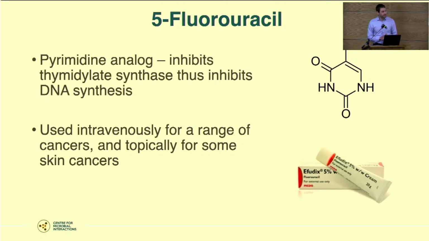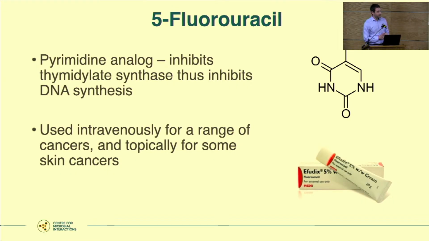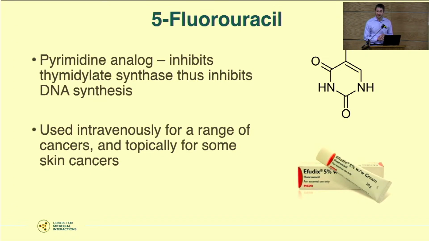And the drug I'm going to talk to you about today is 5-fluorouracil, a chemotherapy drug. It's a pyrimidine analog inhibiting DNA synthesis. That's its mechanism of action. And it's used intravenously for some cancers, but also topically, particularly for skin cancers. And we've been looking at this drug with respect to Staphylococcus aureus.